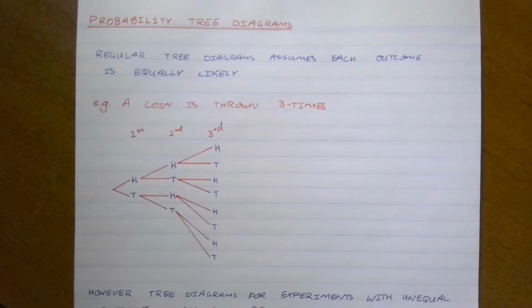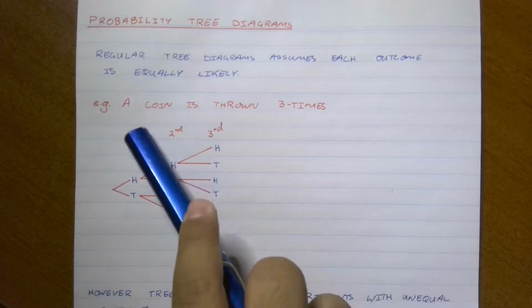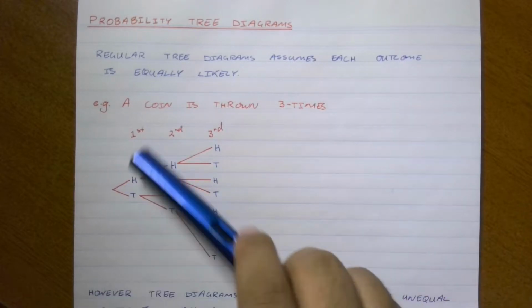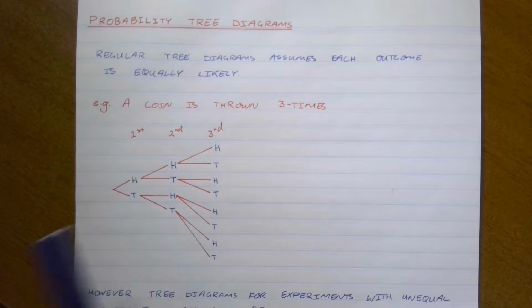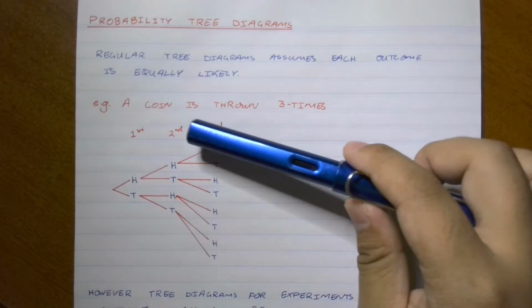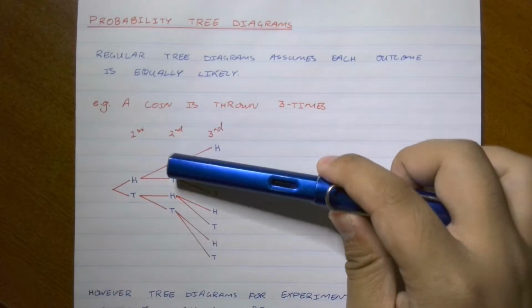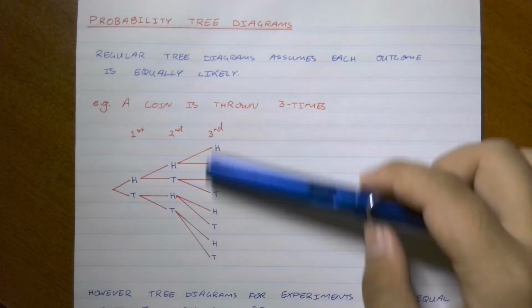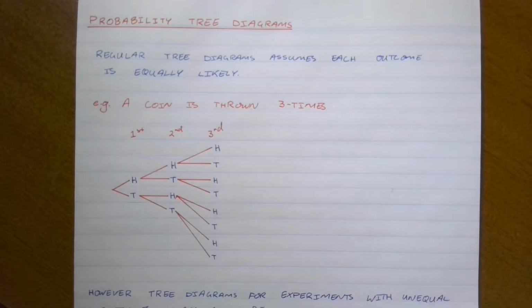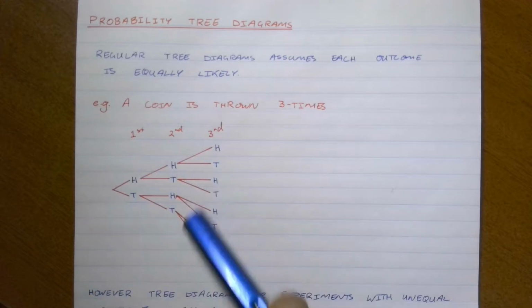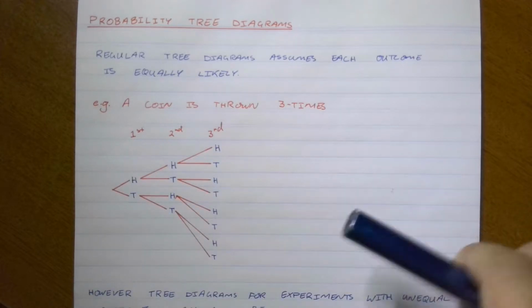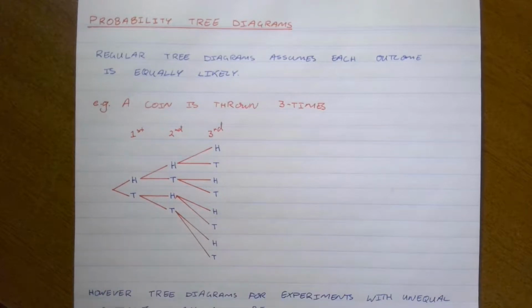We've seen in the previous videos that a regular tree diagram assumes that each outcome is equally likely. Here's an example I've drawn of a coin being thrown 3 times. In the first throw it can either be heads or tails, and from there on the second toss we can have heads or tails for both of them, and so on for each one. And for this we can just draw one branch for every possibility after each successive result.